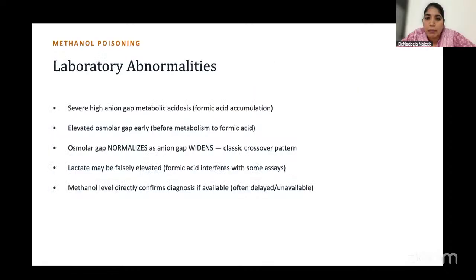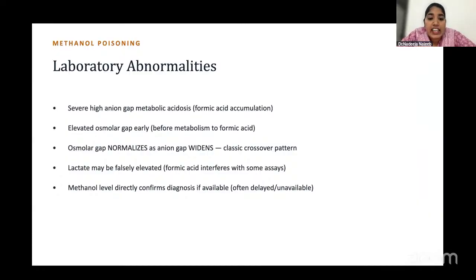What are the laboratory abnormalities that we see? Severe high anion gap metabolic acidosis because of formic acid accumulation, elevated osmolar gap earlier in the presentation. Osmolar gap normalizes as anion gap widens. This is the classic crossover pattern. Lactate may be falsely elevated because formic acid interferes with some assays.